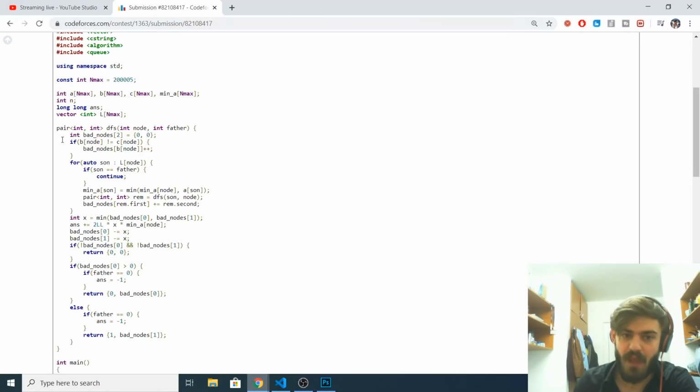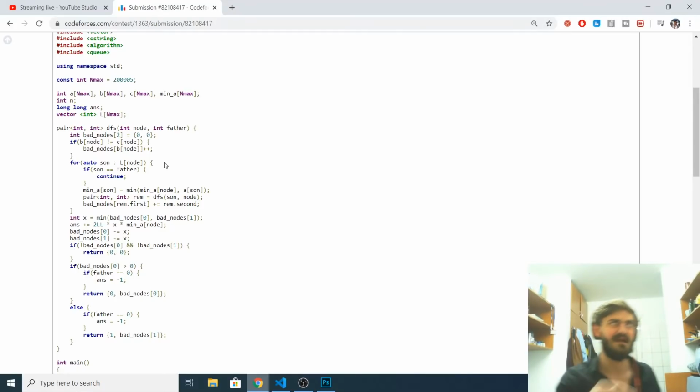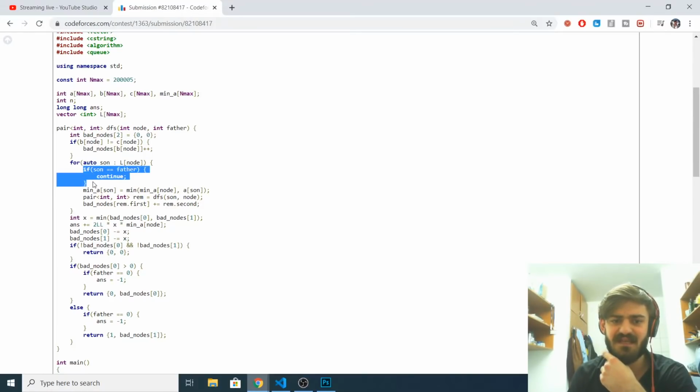Then I try to see if this node is bad. So if b of node is not equal to c of node, that means this is a bad node, right? So bad nodes of b of node plus plus. I increment the size of that category. And then I try out each and every son. If it's equal to the father, just continue, because I don't want to visit the father again.